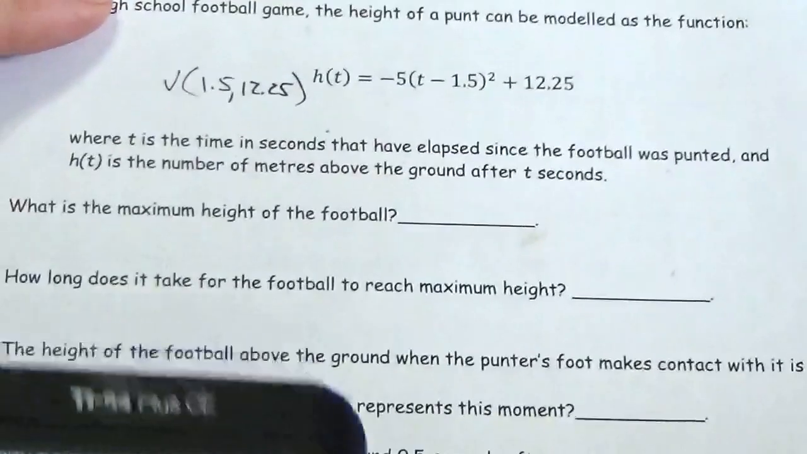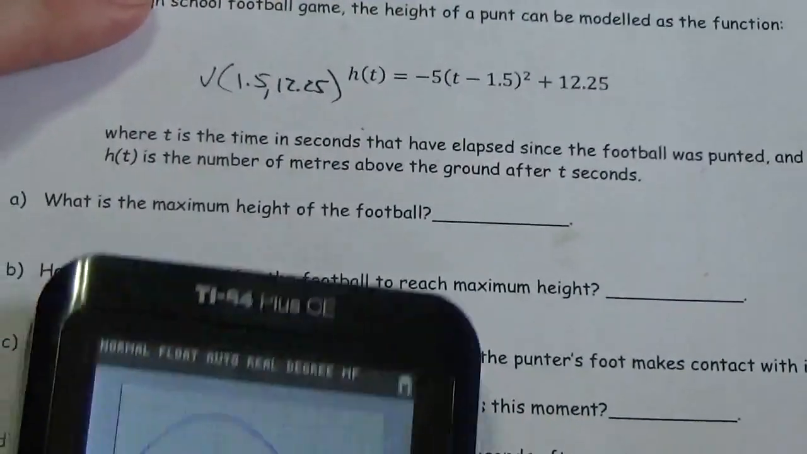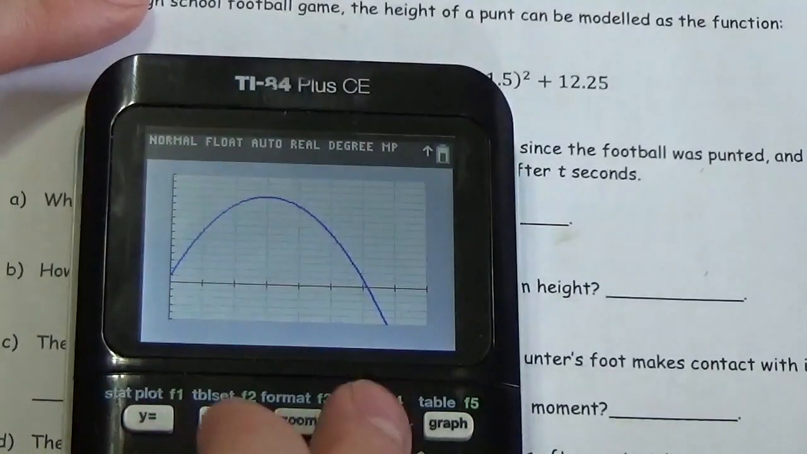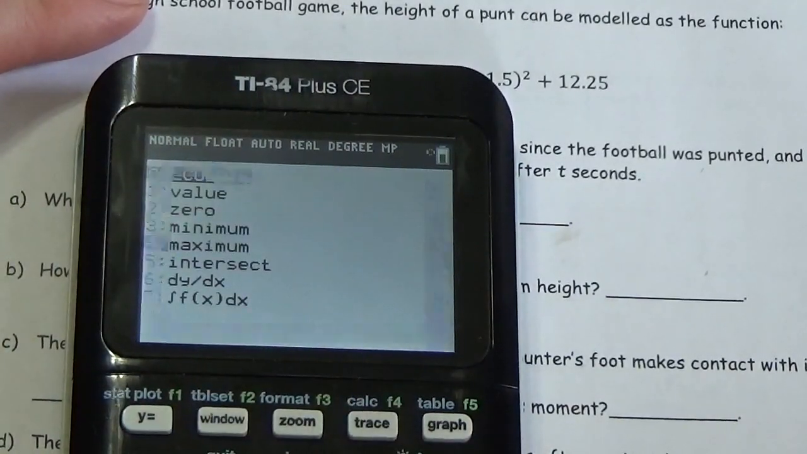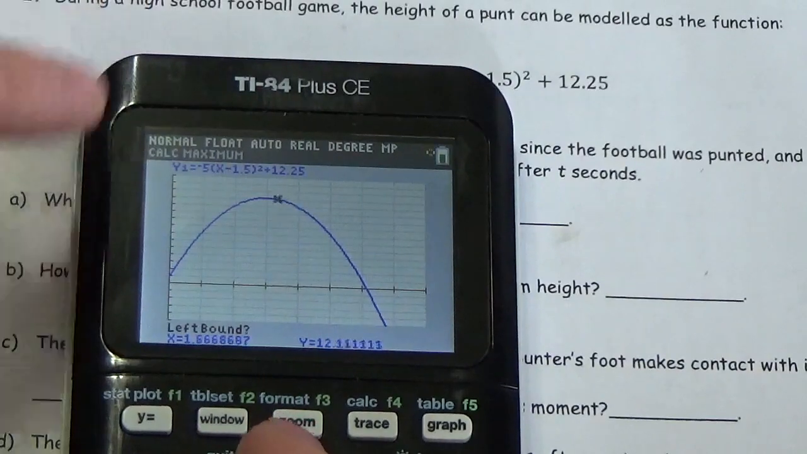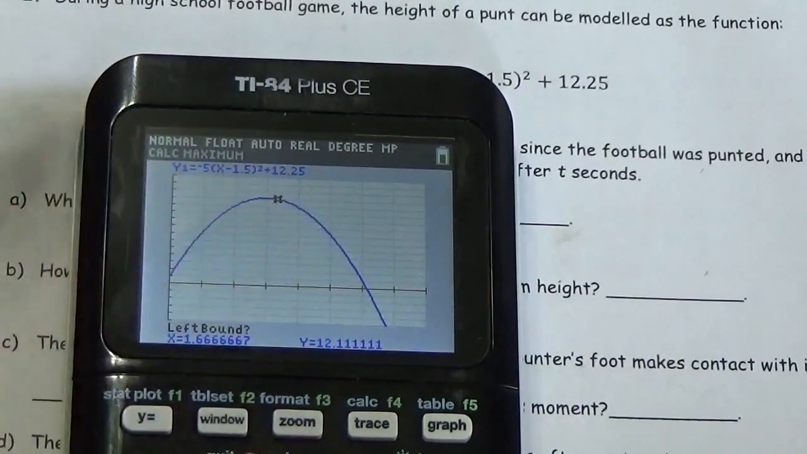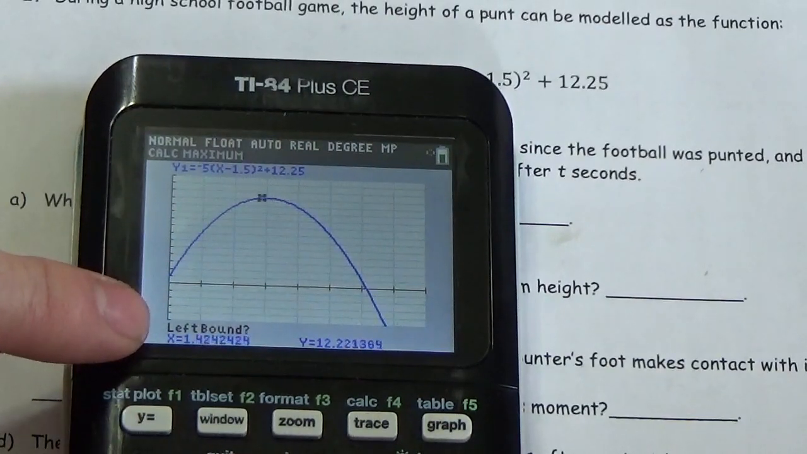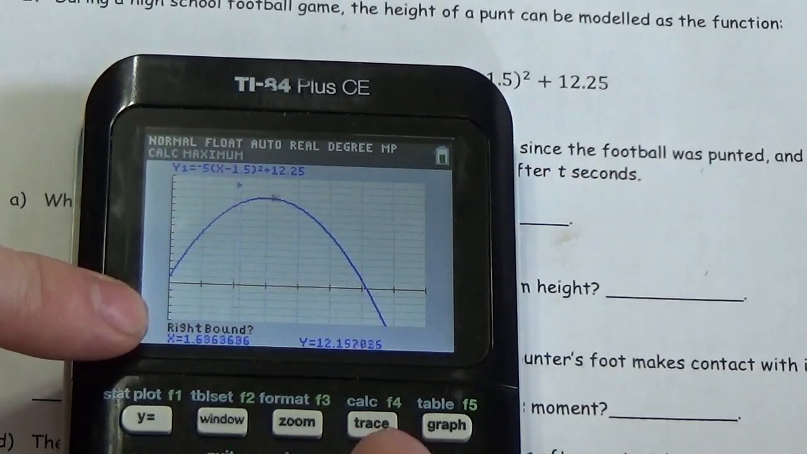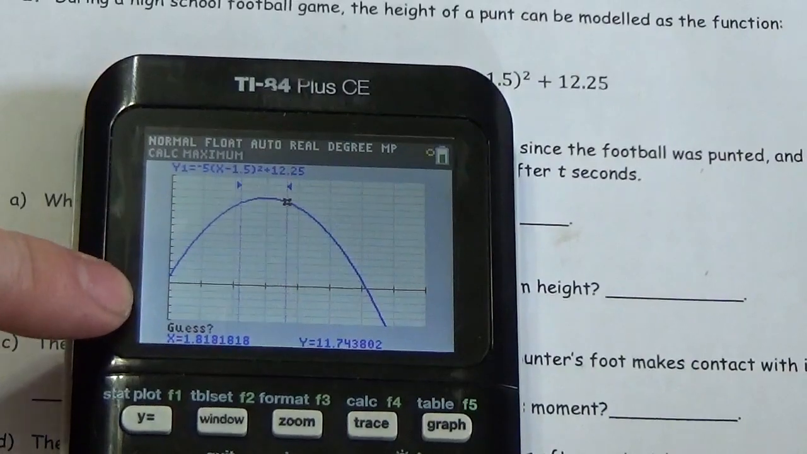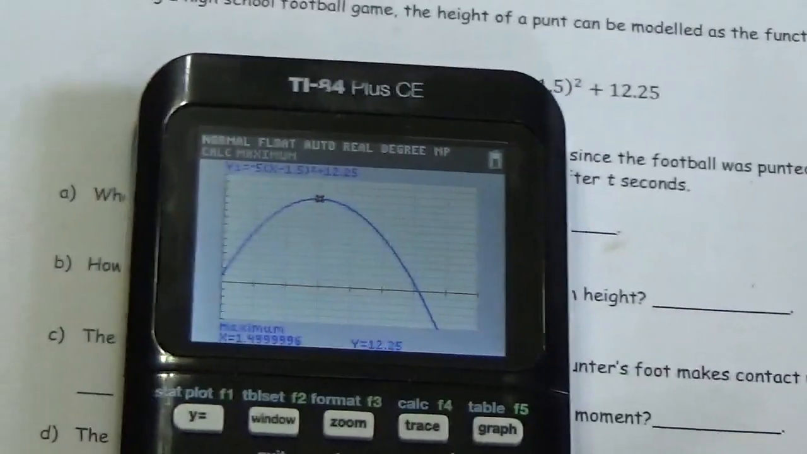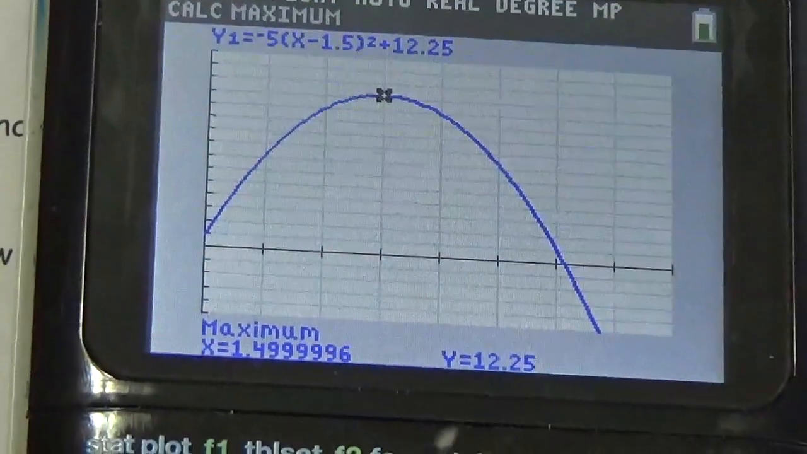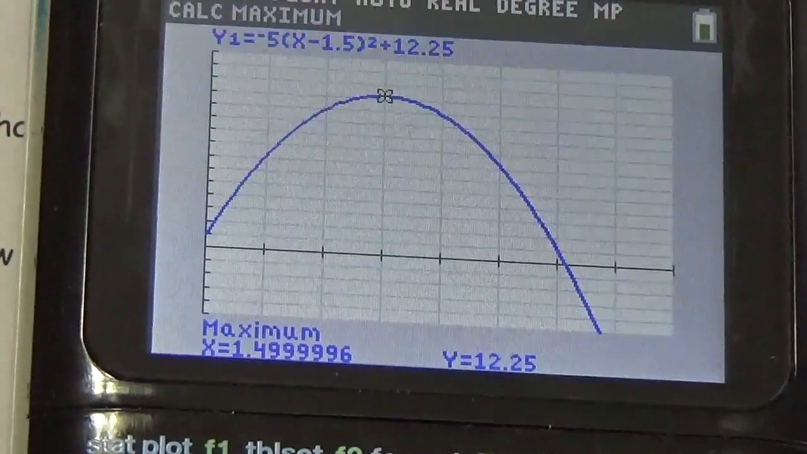Okay, so now, what's the maximum height of the football? Well, the parabola opens down, so I go second trace. I'm going to look for my maximum feature. And notice that even though my cursor started to the right here, the calculator asks to find the left bound. So I got to move it over to the left of that vertex first. That's roughly the vertex. Now I'm going to go to the right of it a little bit. Press enter. Press enter. And I get 12.25 as the maximum height.